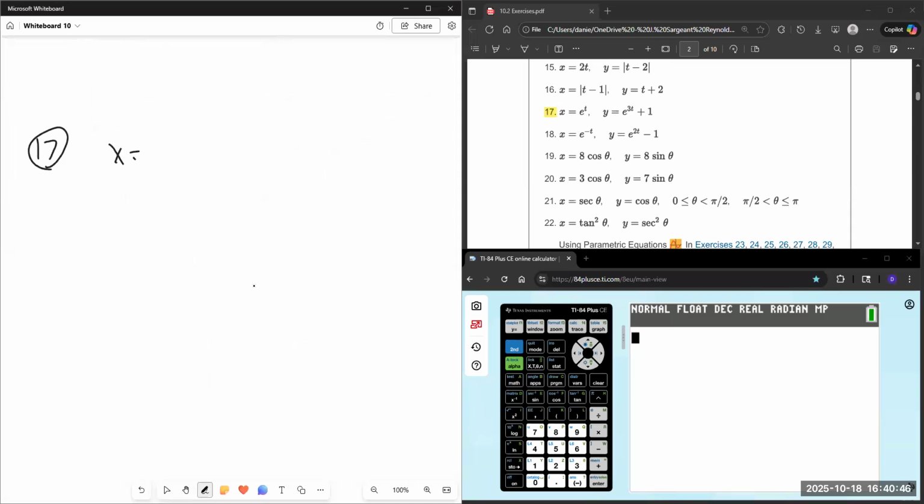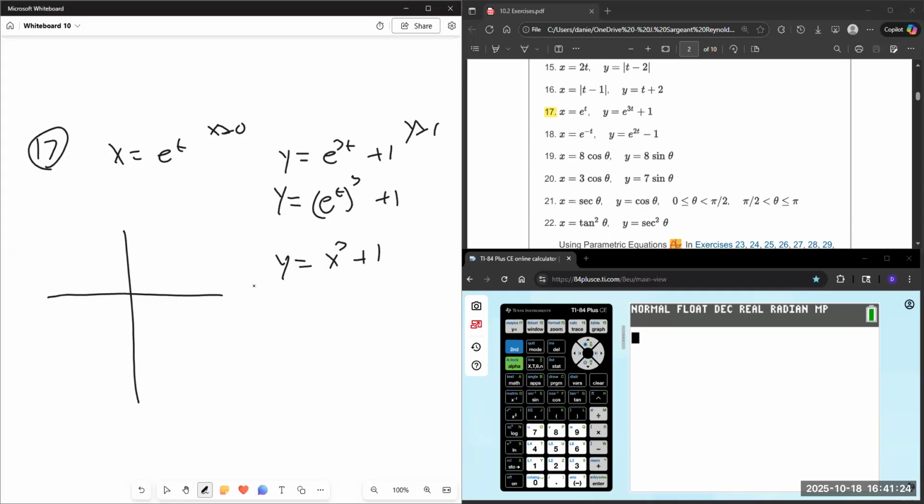Seventeen says x is equal to e to the t, y is equal to e to the 3t plus 1. So x has to be greater than 0, can't be equal to 0 here. Y is going to have to be greater than 1. It can't be equal to 1 since exponential functions can get close to 0 but never get there. Y is equal to e to the t to the 3rd power plus 1. So y is equal to x cubed plus 1.